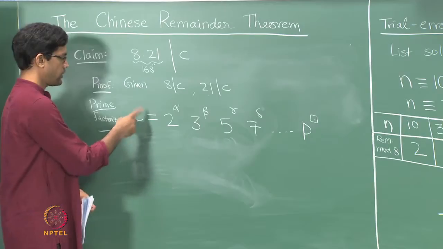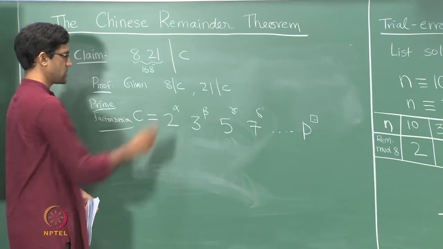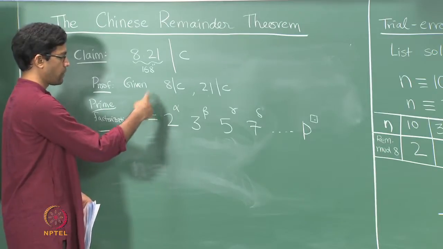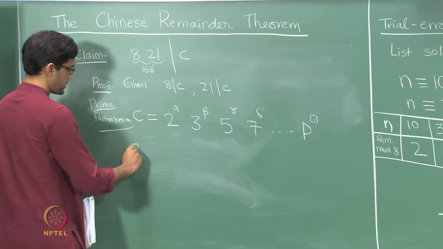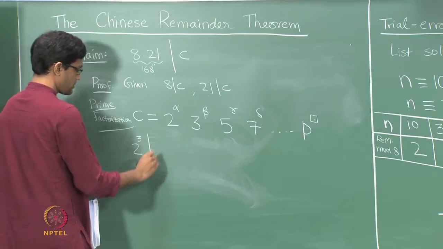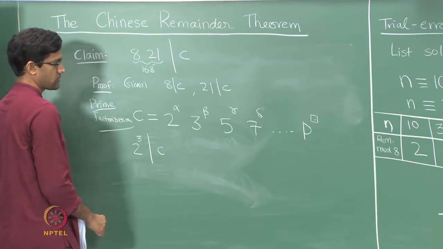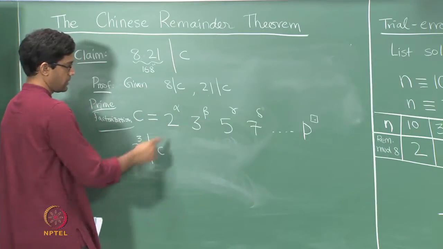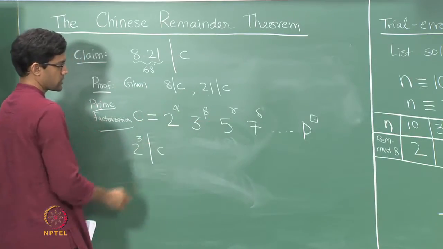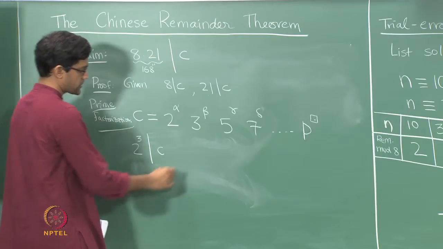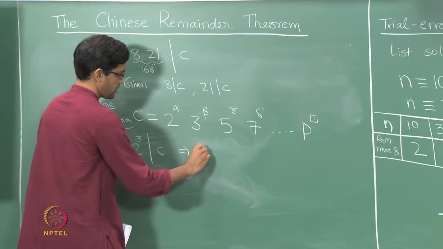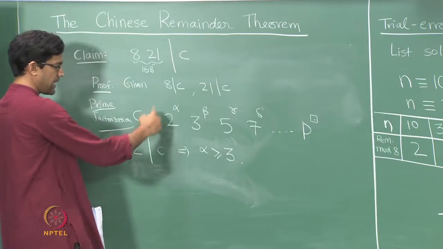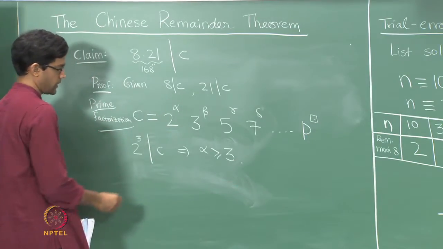Now what do we know about C? We know that 8 divides C. 8 is just 2 to the power 3. Observe 8 is 2 cubed. So C must be a multiple of 2 cubed. That's the thing that's given. So what does that mean? In the prime factorization of C, here's the power of 2 that appears. The power of 2 had better be at least 3. This means that the power of 2 which appears must be at least 3. Only then can 8 occur as a factor of C.